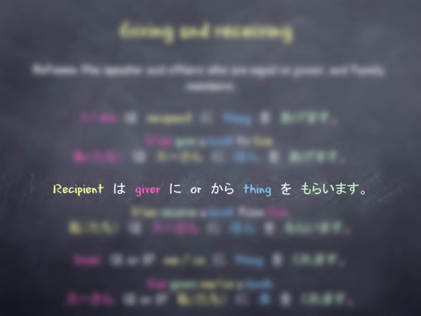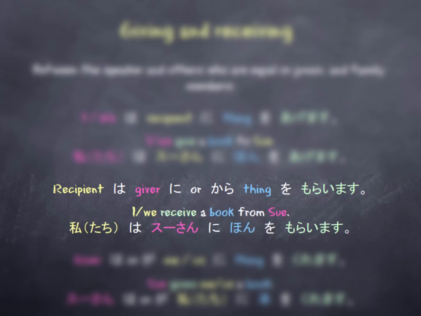Again, we can flip that around as we did in the previous example, where we have the recipient first, followed by wa, then the giver, followed by ni or kara, the thing, and finish with o moraimasu. So for example, I or we receive a book from Sue as opposed to Tom receiving a book from Sue. Watashi tachi wa Sue-san ni hon o moraimasu.